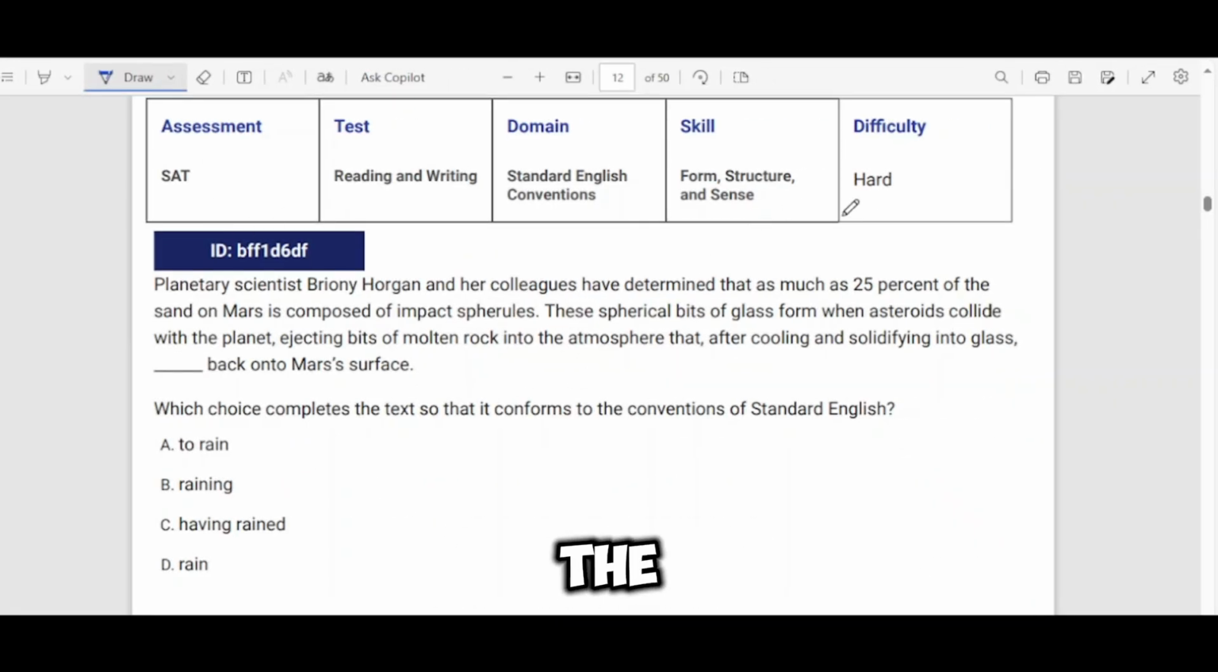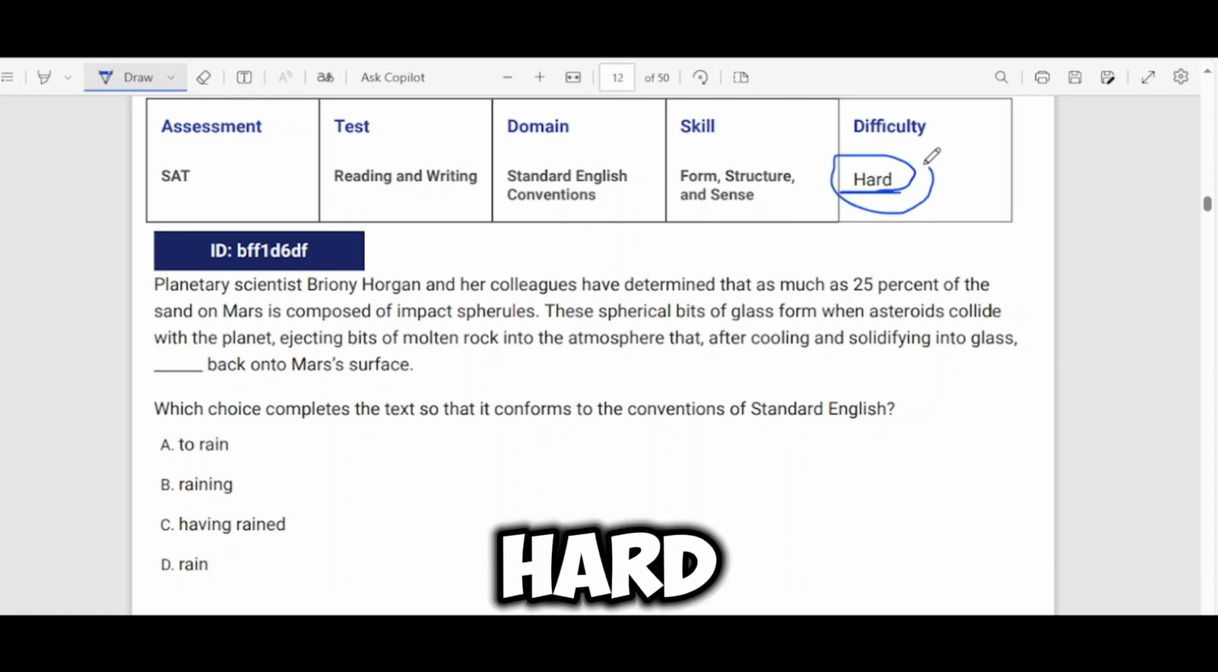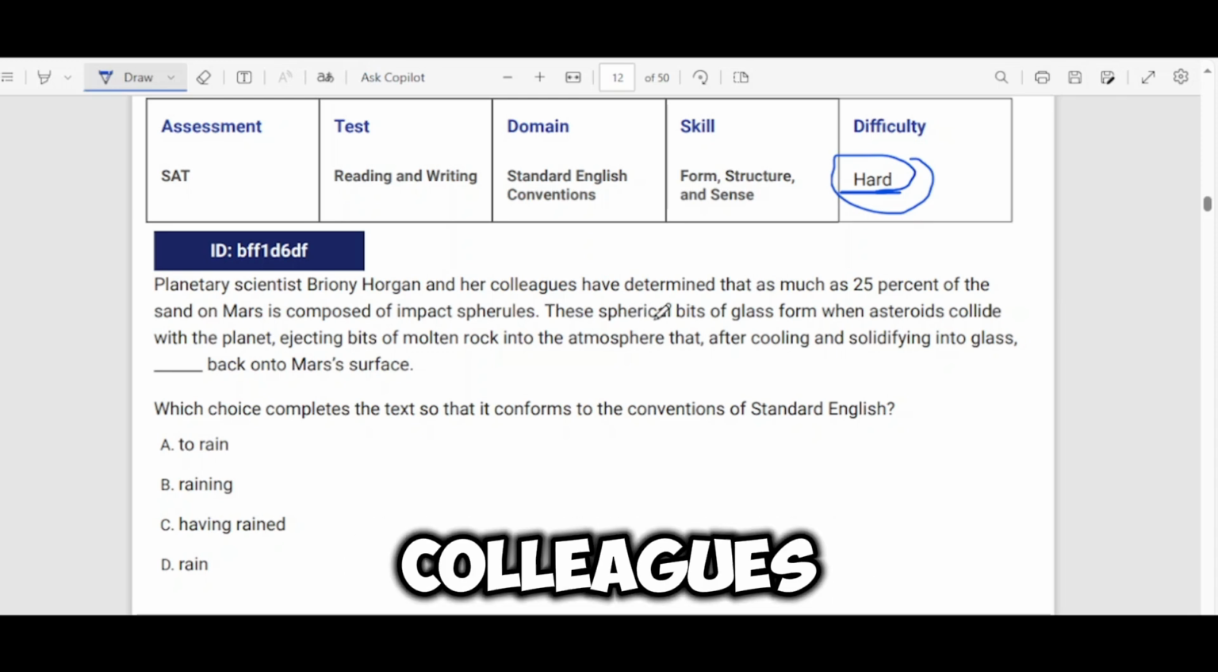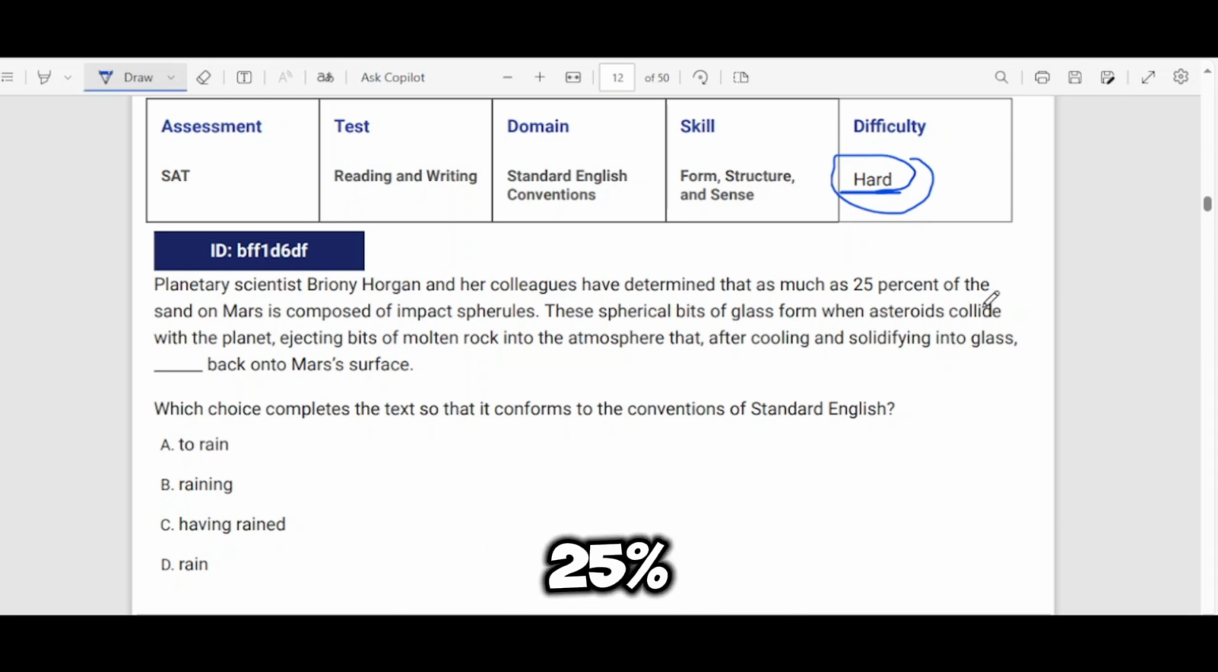Alright, so moving on to the next example, which is the hardest one, hard difficulty. Planetary scientist Bryony Horgan and her colleagues have determined that as much as 25% of the sand on Mars is composed of impactful spheres. These spherical bits of glass form when asteroids collide. Now, collide here is our clue. So this acts as a clue, and in which tense is it? It is in present tense. It's not in past tense. If it was collided here, then it would have been in past tense.